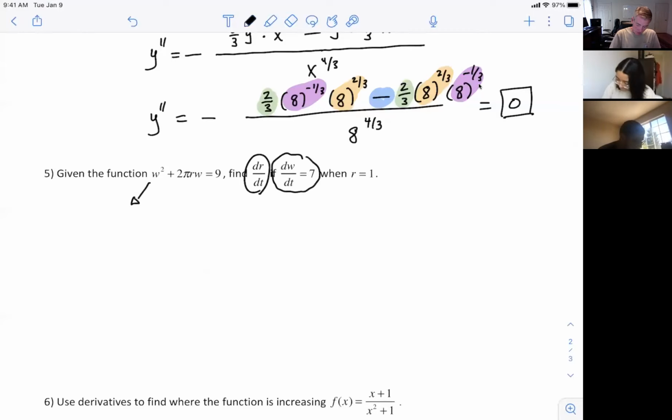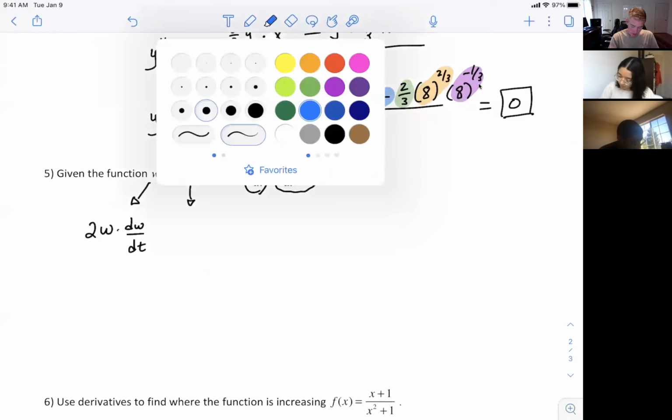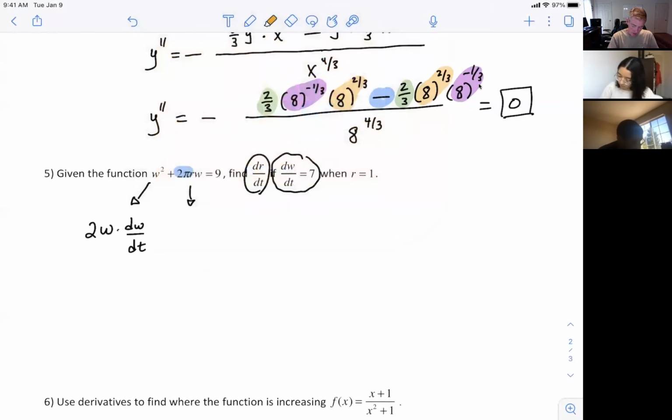So starting with the w squared, that would be 2w, and then the derivative of w with respect to t. Then move on to this term. For this one, we need to use the product rule, and I'm going to put the 2, the pi, and the r together, because 2 pi is just a constant, and then the w as the other term.